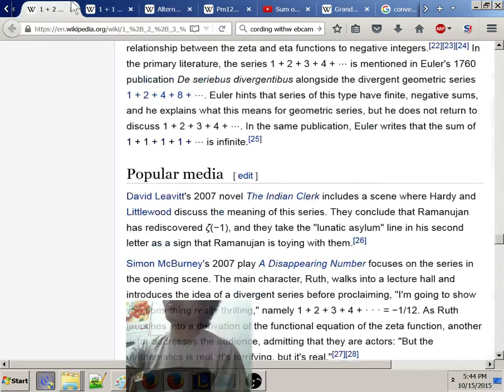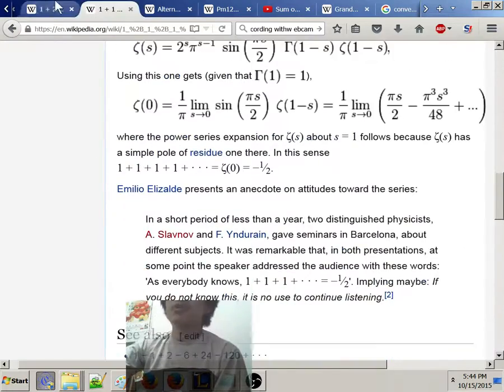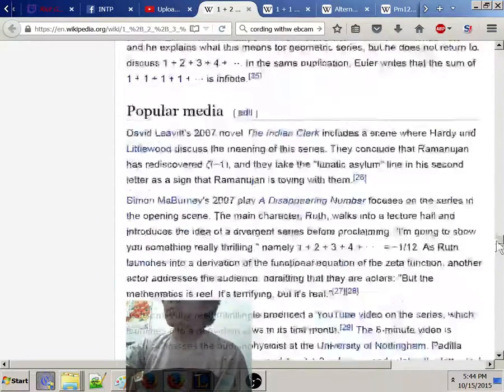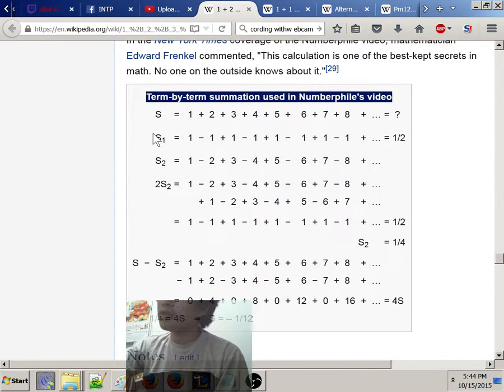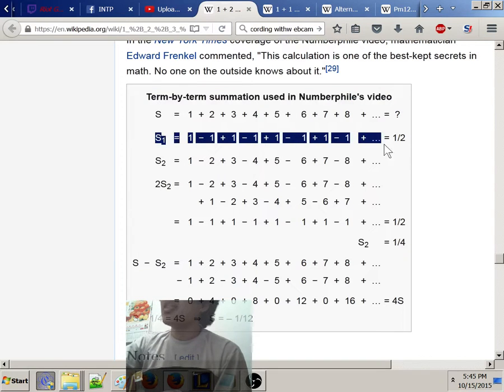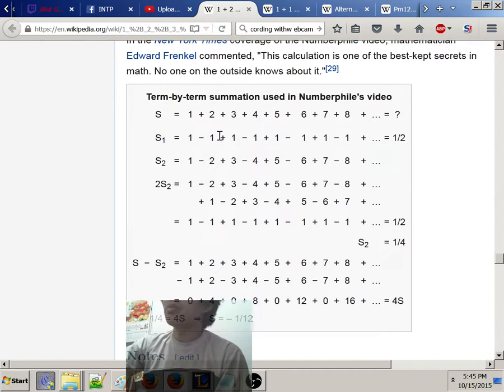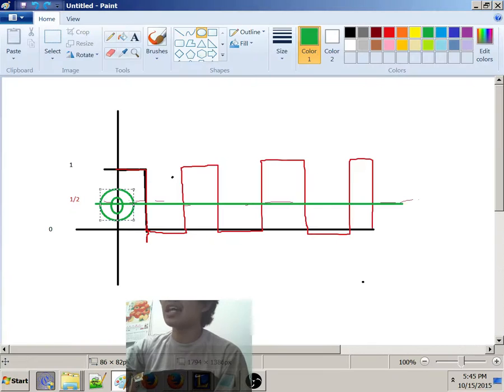And also Numberphile had a different proof for his exact same series, 1 plus 2 plus 3 plus 4 plus 5, blah blah blah. And in his other proof, used in another video apparently, he used this series, 1 minus 1 plus 1 minus 1 plus 1, blah blah blah. And he said that's equal to 1/2, which is not true, because as you can see, I drew a picture of that, and it's not equal to anything.